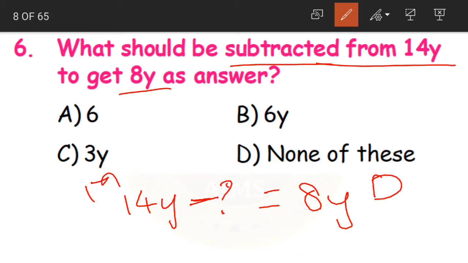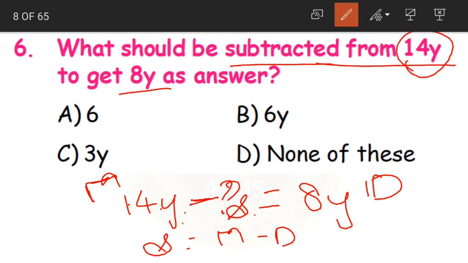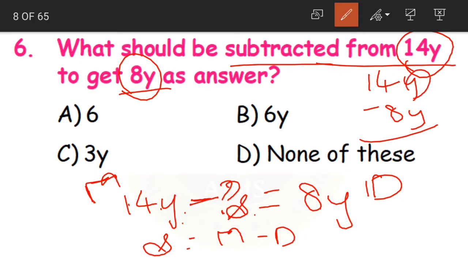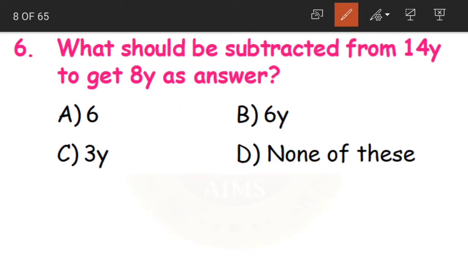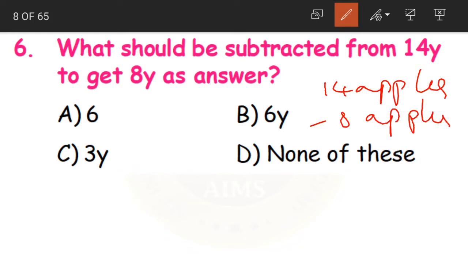See, understanding right, children? The bigger number is given here, minuend is given and the difference is given. Now how will you find out the subtrahend? Subtrahend is equal to minuend minus difference. Yes, the given two numbers, the difference of minuend and difference here. 14y minus 8y. Now you might be confused what to do with this y. See, if I say 14 apples minus 8 apples, what will be the answer be, children?